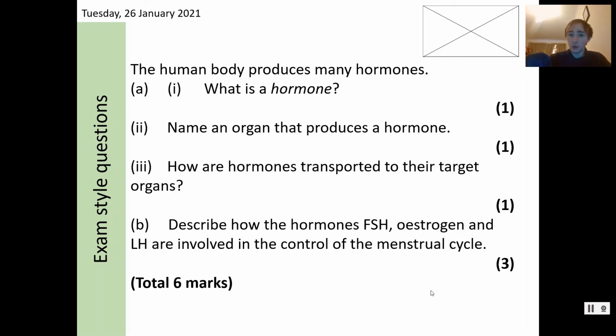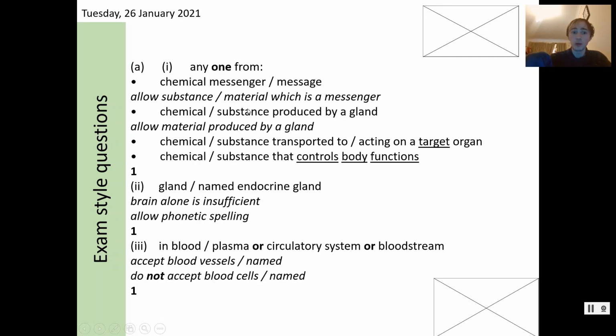So, what is a hormone? Well, the definition of a hormone is a chemical messenger, or a substance produced by a gland, or a substance transported to a target organ, or a substance that controls bodily functions. Now I have to say, this was a 3-mark question last year in the GCSE paper, and it was for saying that it was a chemical messenger produced by a gland that acts on a target organ. So actually, whilst this is a 1-mark question, it's worth knowing all the marks, because occasionally it's worth 3 marks, which is very nice, easy 3 marks if you know what the marks are for.